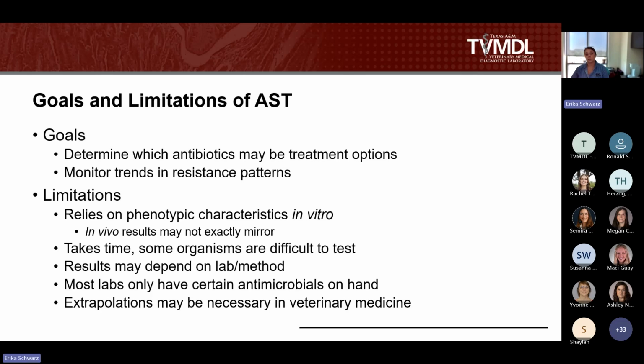Most labs only have certain antimicrobials on hand, so we might be limited in the types of drugs or the individual drugs that we can test. And then finally, extrapolations might be necessary in veterinary medicine. So we do our best to use specific criteria that pertains to the host species from which the samples originated, but sometimes we do have to use human susceptibility breakpoints or generalized breakpoints to get you some results. And that does come with caveats regarding the efficacy of drugs that are reported as susceptible.